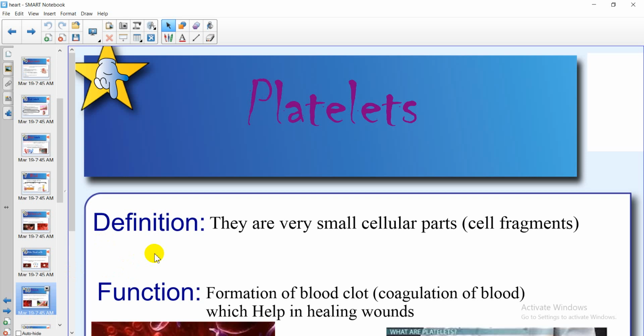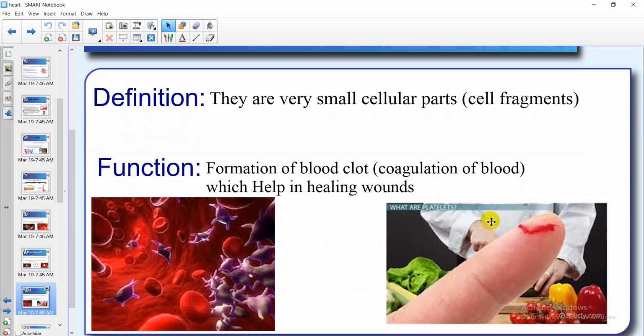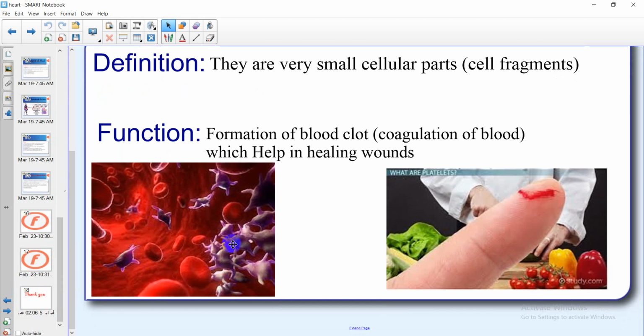After this, we have platelets. Platelets are very small cellular parts, which make coagulation. So they can make coagulation when I have a wound like this. It makes a coagulation to prevent blood from moving out from my body. So it helps in healing wounds, okay? And this is the shape of it.